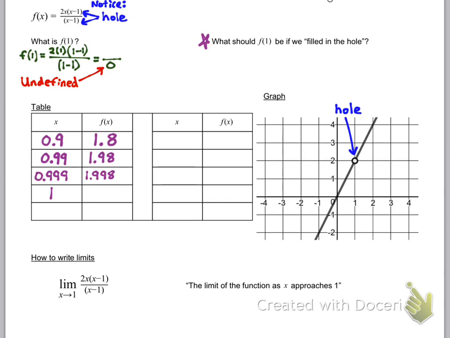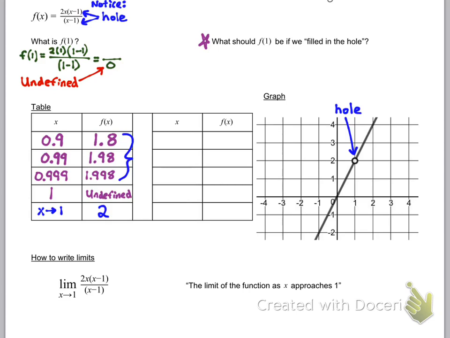However, if we would actually plug in 1, we would get undefined because we get divided by 0, like just above. So what I'm going to do is draw this little arrow: as x gets closer to 1, not when it is 1, but when it gets really, really close to 1, our y value gets closer to 2, based on the table, that pattern right there.